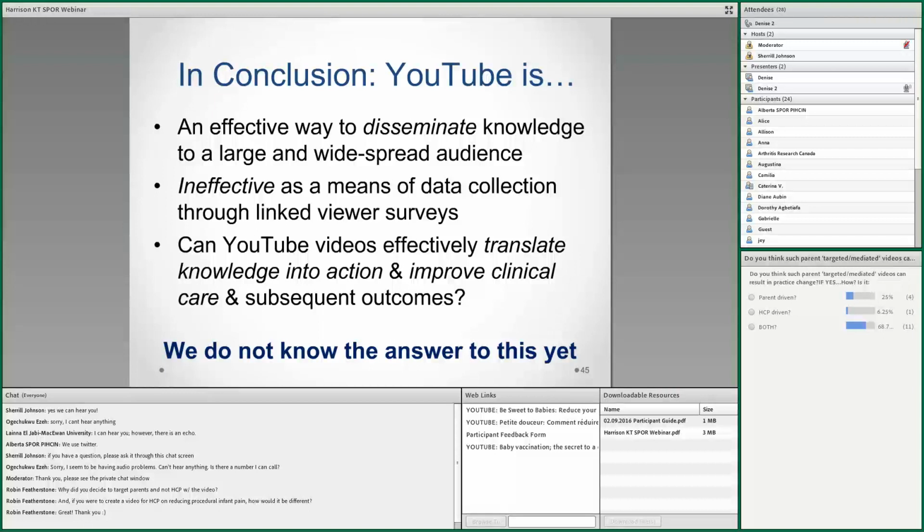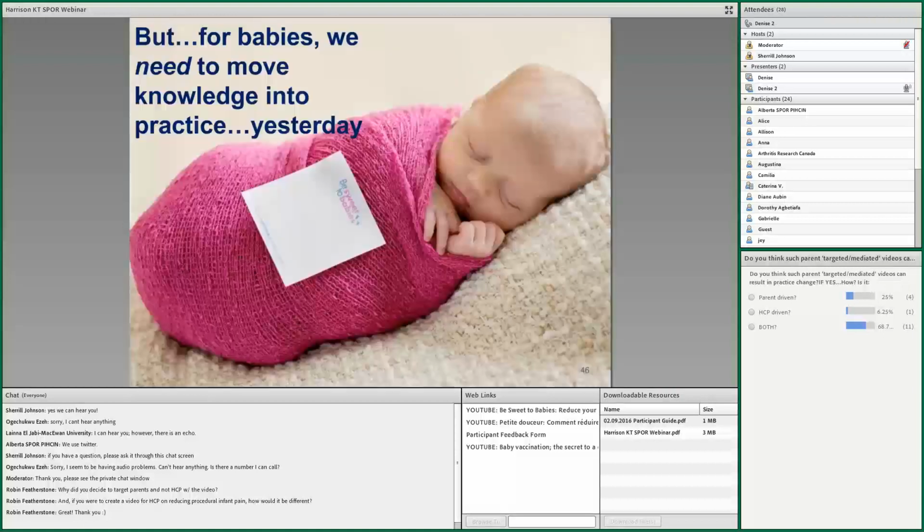And then the key question is, can YouTube videos effectively translate knowledge into action and actually improve clinical care and subsequent outcomes, which is the whole reason why we're doing this, so at the very end clinical care is impacted on. And the answer, I think, is we actually don't know this yet. We really don't. We just know we can put information out there that can get viewed all around the world, but does it actually impact on practice? But for babies, we really need to move this knowledge into practice, like yesterday.